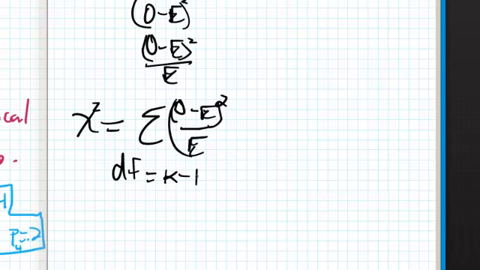That's to check to see if a claimed distribution is actually descriptive of an observed distribution. Pardon me, too much caffeine again. All right, that's it. That's chi-squared.